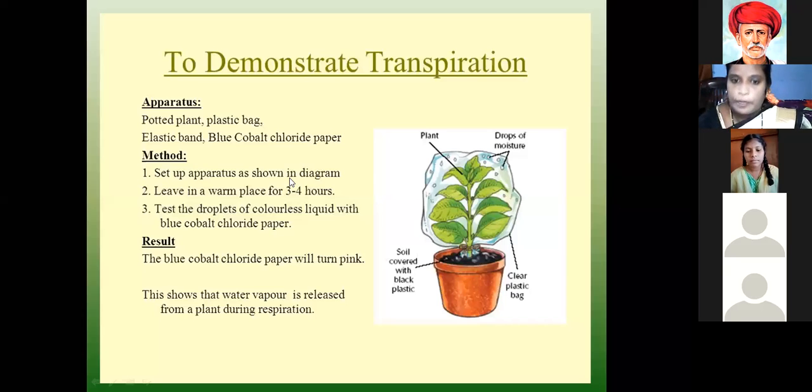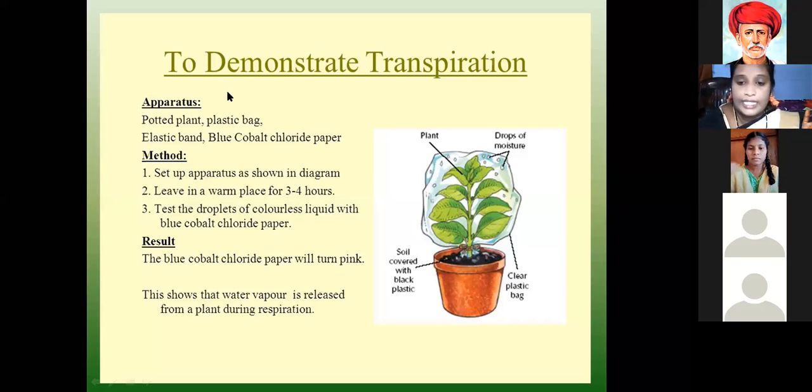Okay. Again, what is the experiment demonstrating about transpiration? We will see, ma, what the requirements of the apparatus are. We'll take a potted plant, plastic bag, elastic band, and blue cobalt chloride paper. Blue cobalt chloride paper is available in the laboratories.